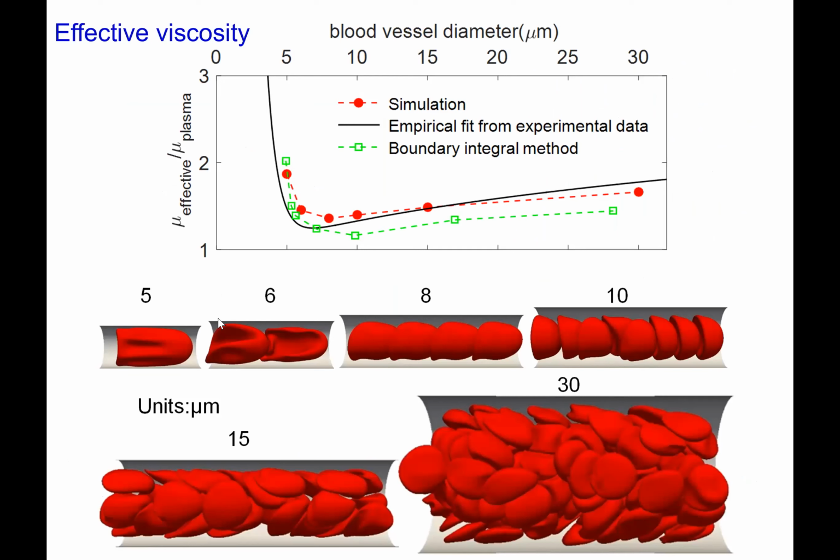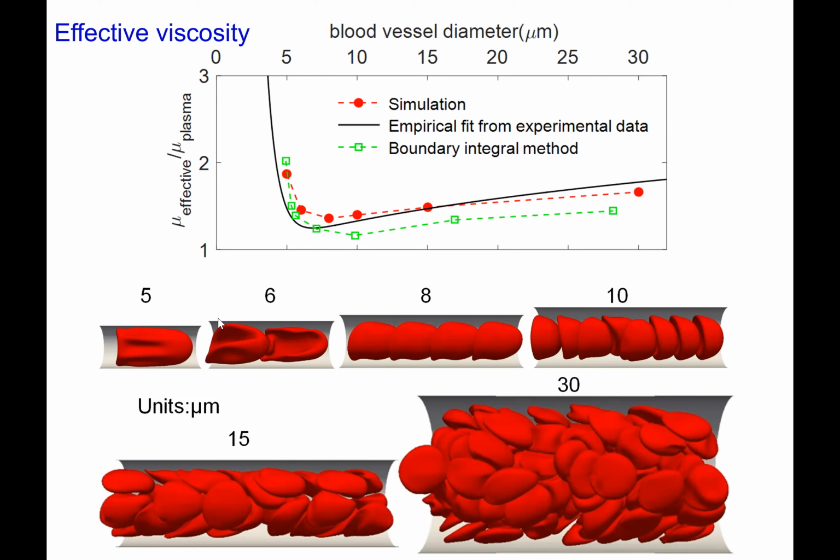And then we studied the effective viscosity of blood in tubes with different diameters. The curve shows the experiment data, where they measured blood viscosity in tubes of different sizes and got this experiment fitted curve. Our simulation data is shown as the red data points.